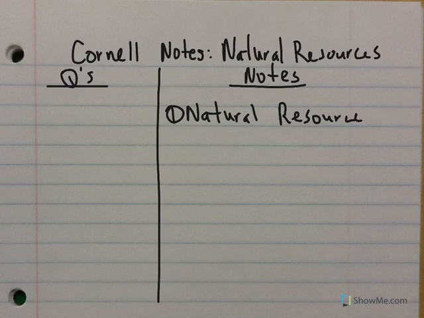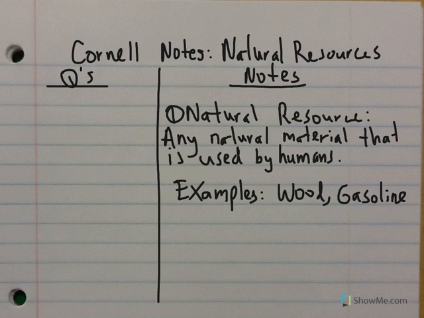Hello students, today you're going to take Cornell notes in your notebook on natural resources. So let's begin. Today we read about natural resources. Natural resources is any material that is used by humans that comes from Earth. This category can then be divided into two separate categories. But for now, let's write a definition for this.